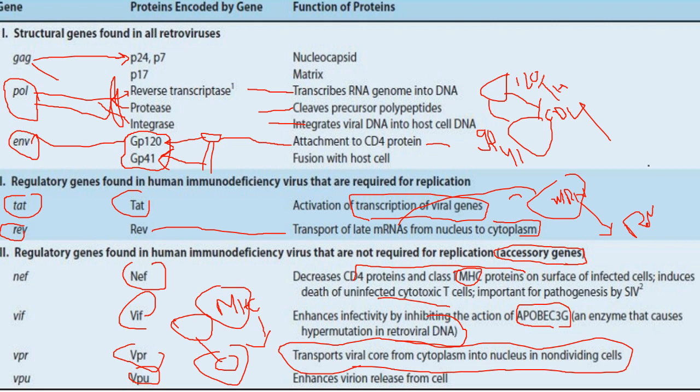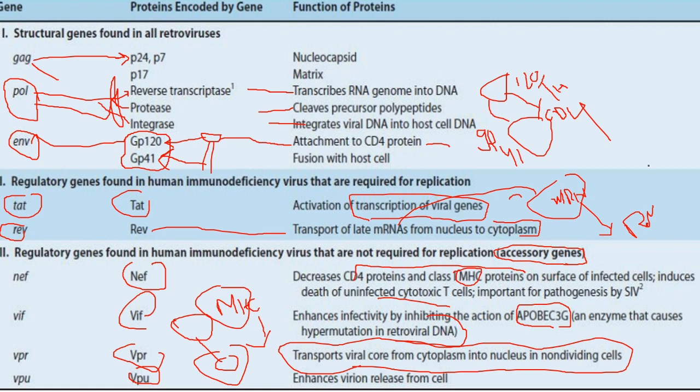Now we are talking about how HIV also has regulatory genes. Regulatory genes regulate the viral replication in the body. In HIV, the regulatory genes are TAT and REV. These regulatory genes found in the immunodeficiency virus are required for replication. TAT activates the transcription of viral genes. And the other is the REV gene.